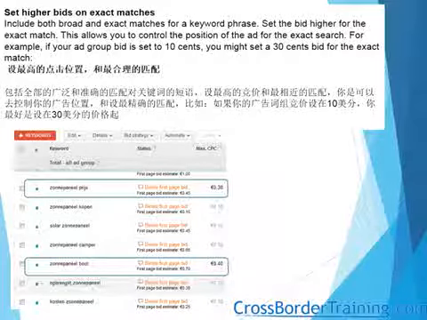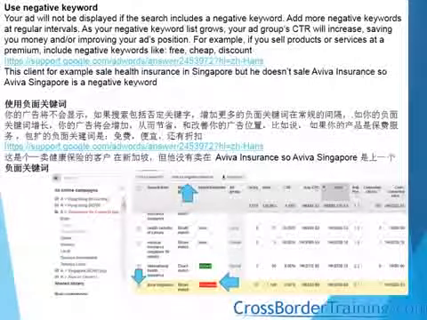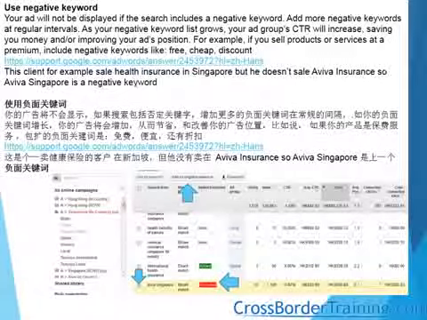So put a low price for the bidding where there is no one, and for the exact matching, where there is probably a lot of competition, put a higher one. Not maximum, but a higher one. You also need to put some negative keywords. Negative keywords mean keywords where you don't want to appear.